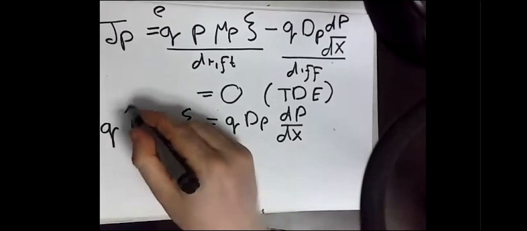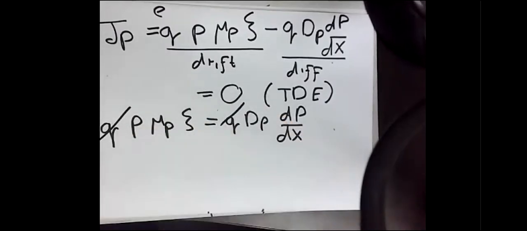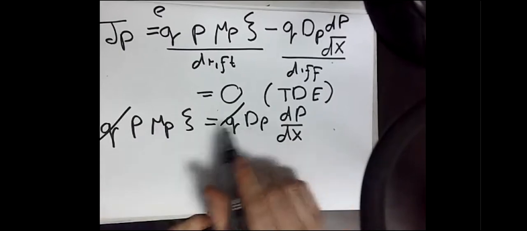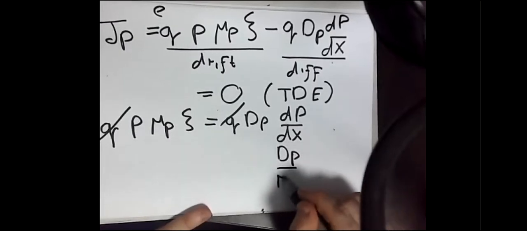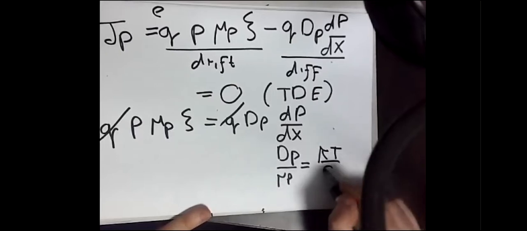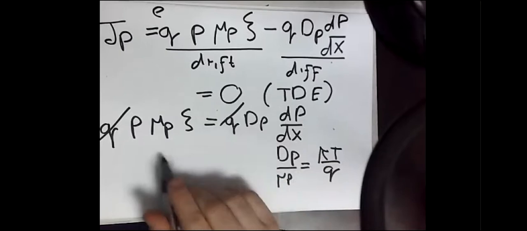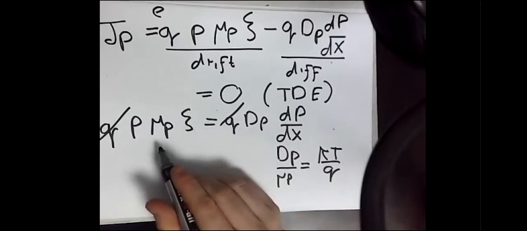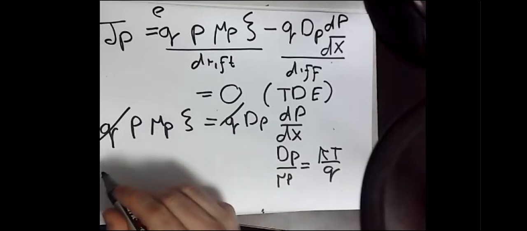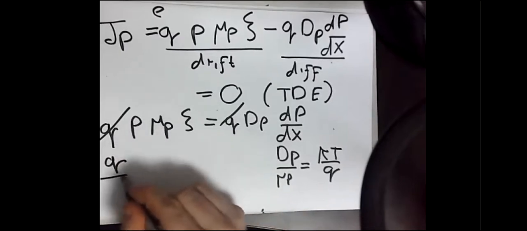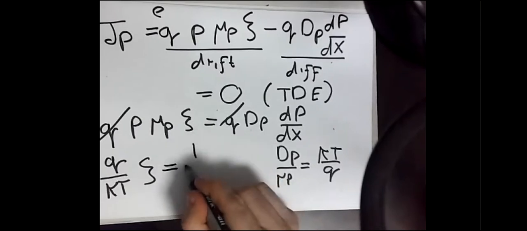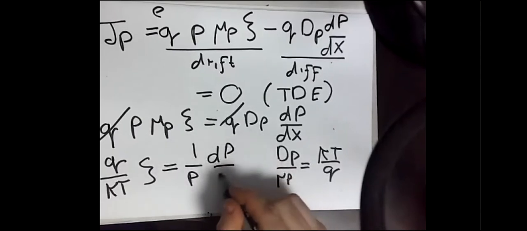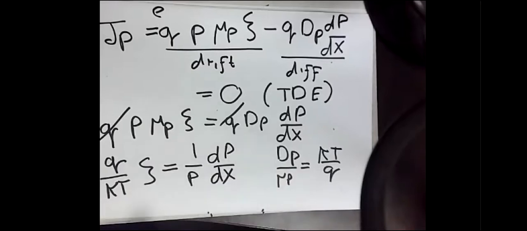Very straightforward. Q can be cancelled with Q. And if you remember, my dear students, the term D P over mu P was given by the Einstein relation, D P over mu P equals KT over Q. So you will find that KB Q over KT times eta equals 1 over P dP by dx. This is the equation. Okay, let's proceed.